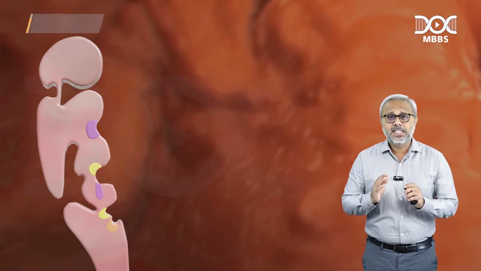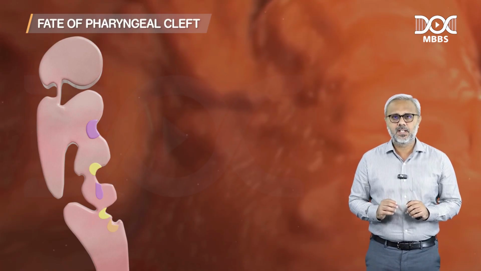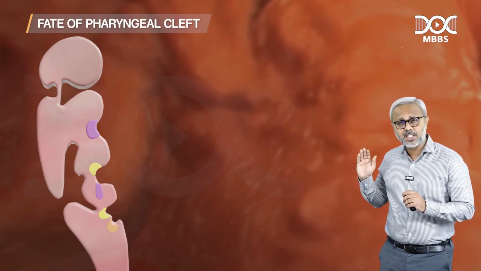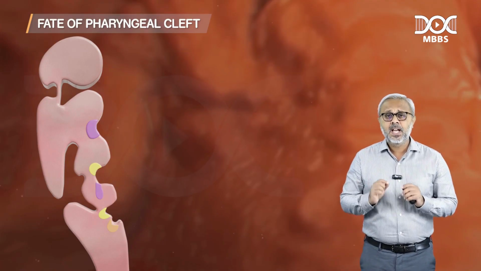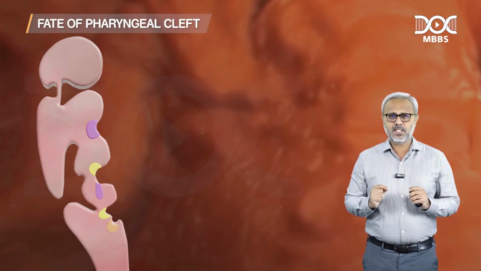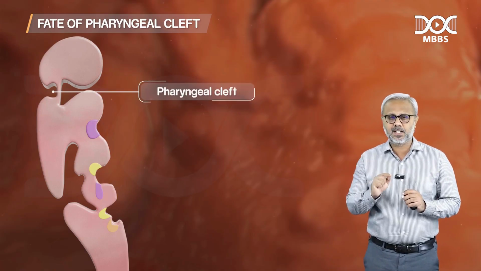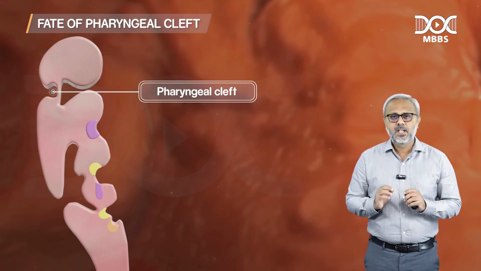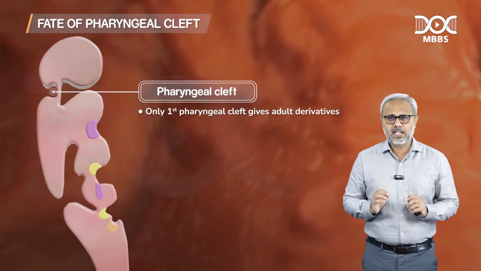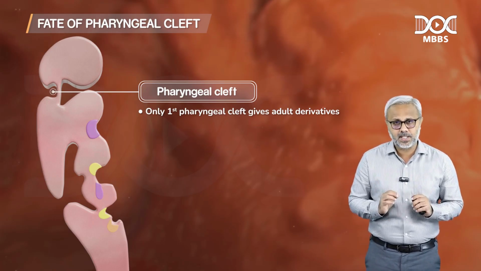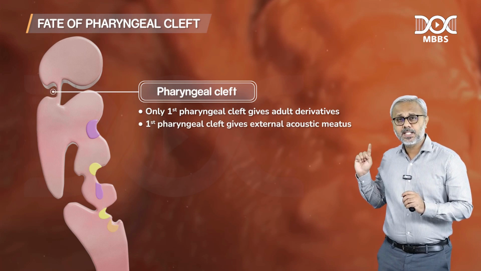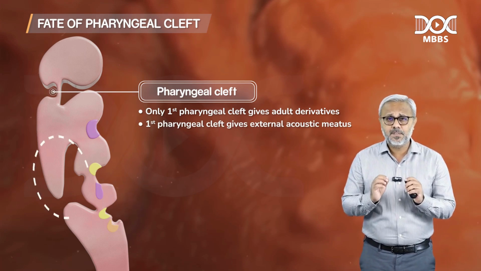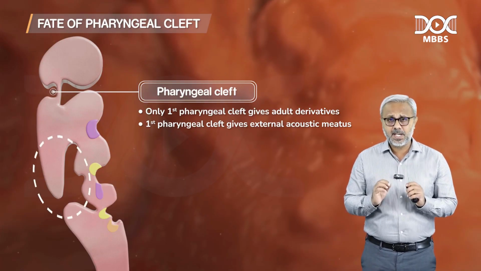Let's talk about the ectodermal derivatives now. The ectoderm covers the outer surface or the external surface of the pharyngeal arches, and in between the two arches it gives rise to a cleft called pharyngeal cleft or pharyngeal groove. Now only the first pharyngeal cleft gives rise to an adult derivative, and that is the external acoustic meatus, whereas the rest of the pharyngeal clefts are obliterated.